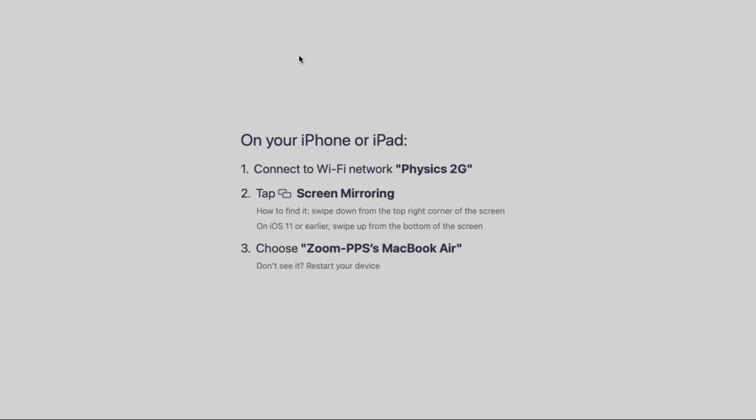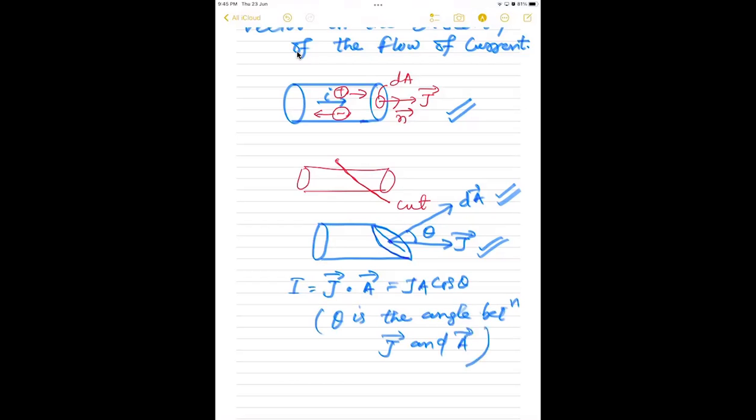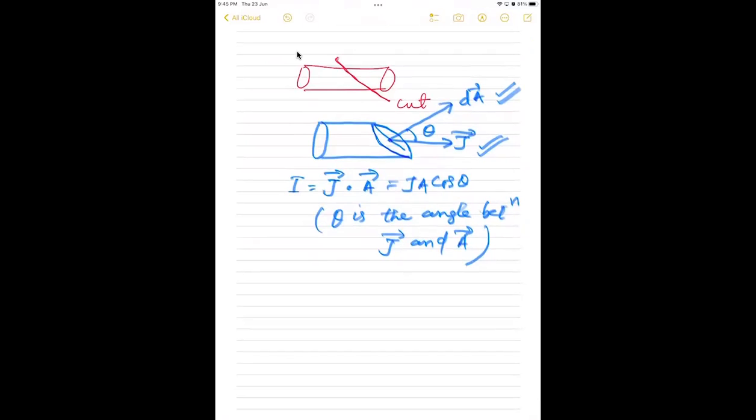So I have cut the conductor. If it is a linear way, there is no problem, J dot dA. But here you have taken J vector and the area vector inclined. So J dot A, multiplying two vectors, the result is a scalar, equal to J A cos theta, where theta is the angle between J vector and A vector.